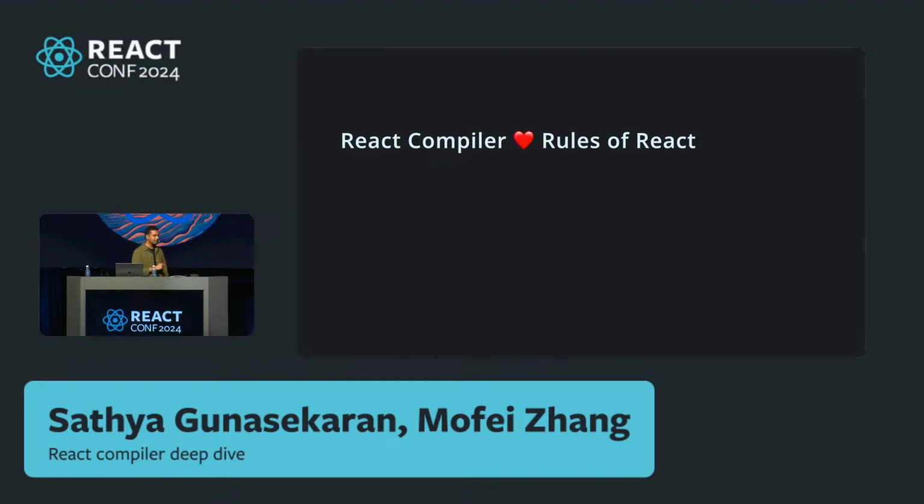Now we've learned about what information the compiler can use to optimize. But how does the compiler actually work internally? I'd like to invite Mofei on stage to talk about how the compiler works.